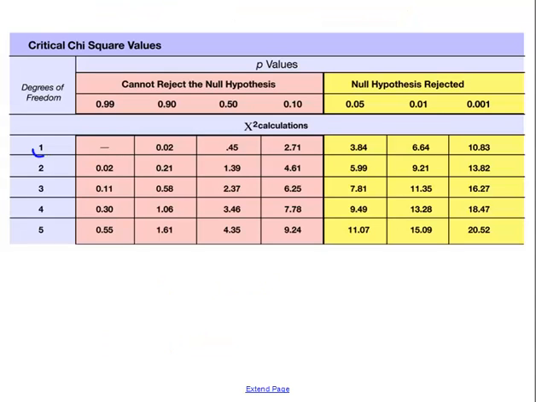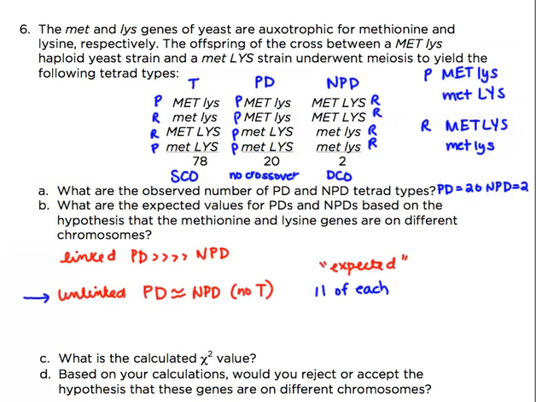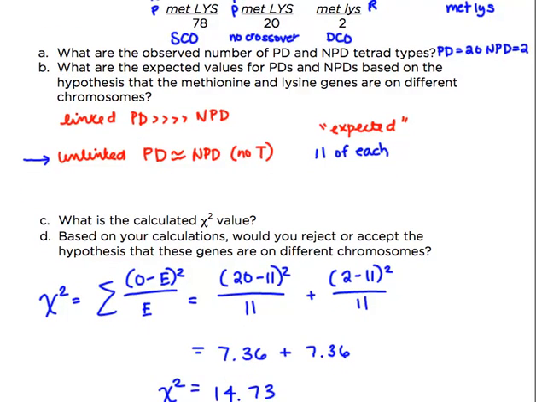So we're in degree of freedom 1, and where is 14.73? It would be way down here, right? Which means that there's a less than 0.1% chance that these deviations from expected values are from random chance, and therefore we reject the null hypothesis. So we're going to reject the null, and remember our null hypothesis is always that genes are unlinked. So we're going to say that in fact genes are linked.